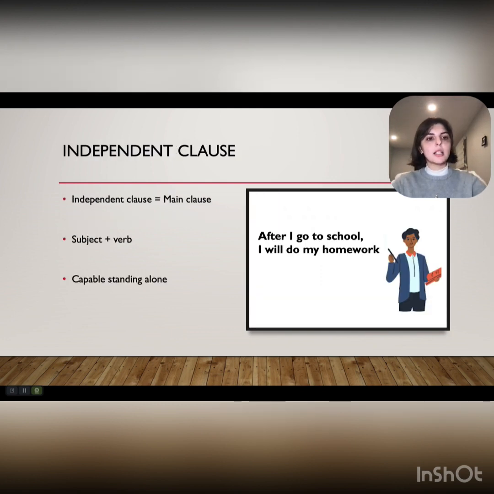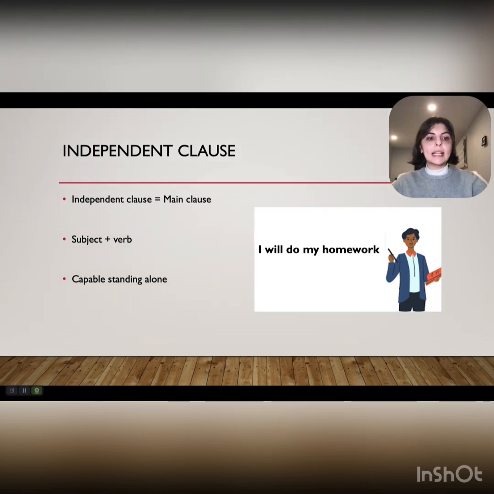An independent clause, also called a main clause, is a group of words containing a subject and a verb that can stand alone as a sentence. Independent clauses, if we take them by themselves, are capable of being their own complete sentence. For example, after I go to school, I will do my homework. In this example, I will do my homework is an independent clause because it can stand all by itself and still make sense. If we remove the rest of the sentence, it still makes perfect sense and is also a grammatically complete sentence.